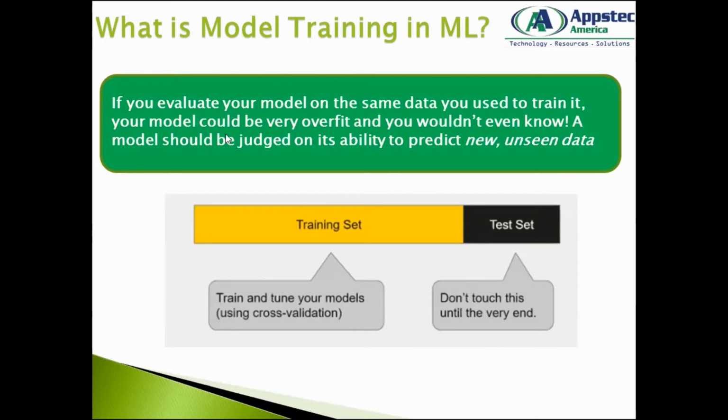It says that if you evaluate your model on the same data you used to train it, your model could be very... okay, I'll come to this statement later. I'll explain the diagram first. Now, what happens here is, let's say you have a bunch of information. Let me divide this. Let's say this is my past and this is my future.